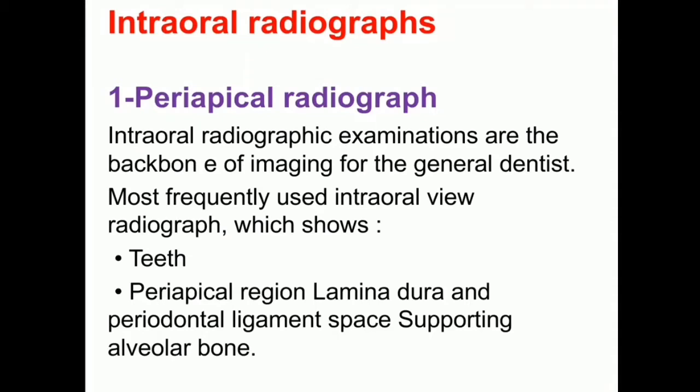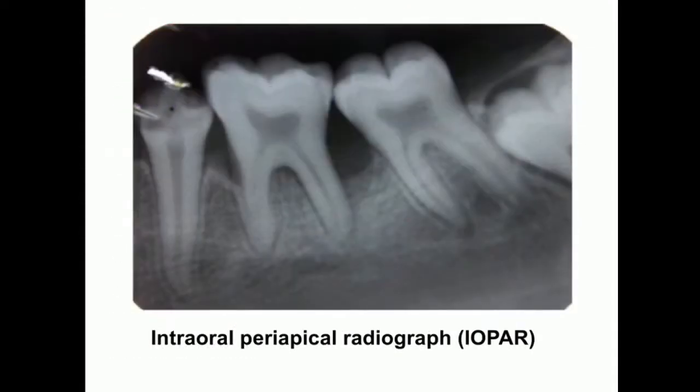First, periapical radiograph. Intraoral radiograph examinations are the backbone of imaging for general dentists. The most frequently used intraoral view radiograph is the periapical radiograph, which shows teeth, periapical region, lamina dura, periodontal ligament and supporting alveolar bone. Here is the intraoral periapical radiograph, which shows teeth, periapical region, lamina dura, periodontal ligament space, and supporting alveolar bone.